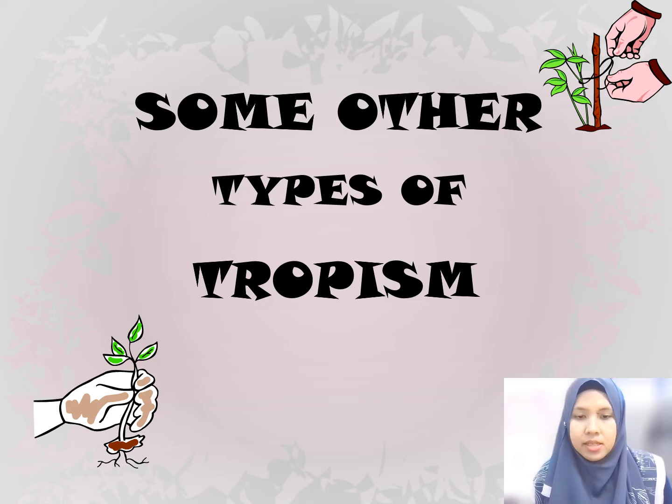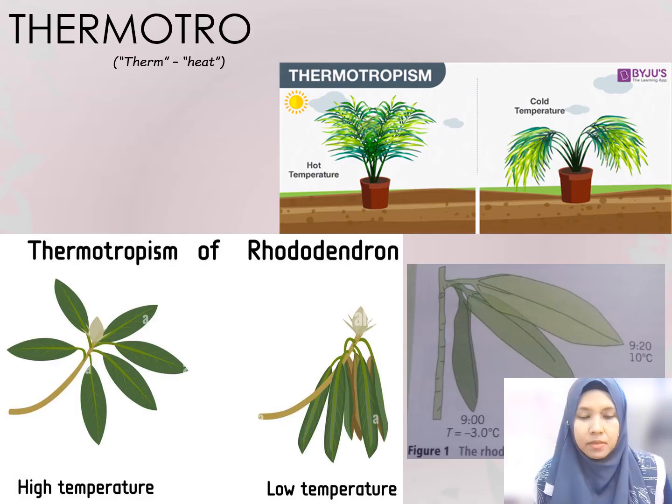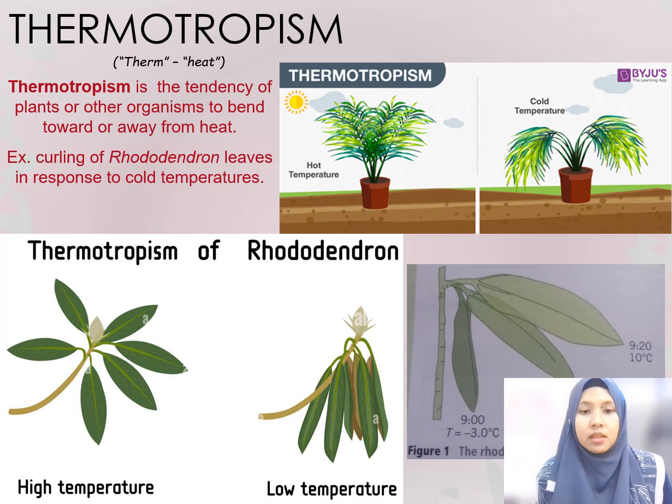So let's have a look at some other types of tropism. The next one is thermotropism. From the name itself, thermo means heat. So it's the tendency of the plants or other organisms to bend toward or away from the heat. It's either positive thermotropism or negative thermotropism. We can see examples from these three figures or pictures.